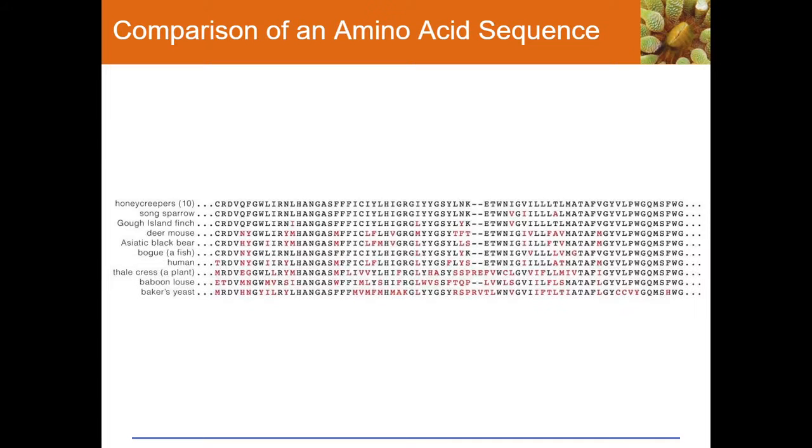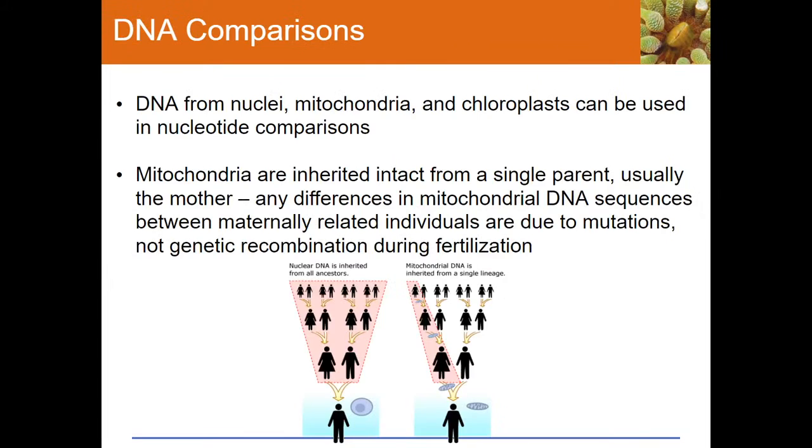All right. Now, as we go down the line, we're going to talk about some other ones, but it says DNA comparisons: DNA from nucleotide, mitochondria, and chloroplasts can be used. So absolutely, anything with DNA can show an evolutionary relationship over time. The mitochondria sometimes is used to show lineages from the maternal line, which are inherited intact from a single parent, usually the mother. Any differences in the mitochondrial DNA sequences between maternally related individuals are due to mutations, not genetic recombination or fertilization.